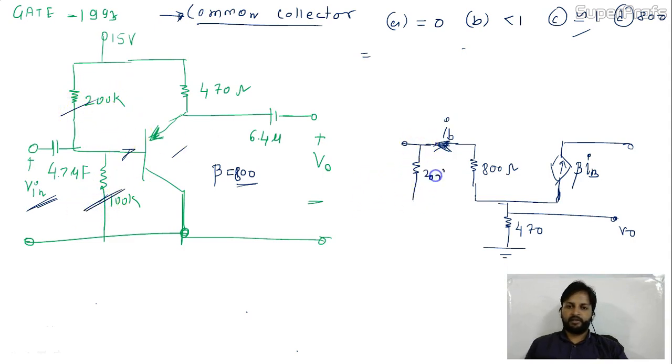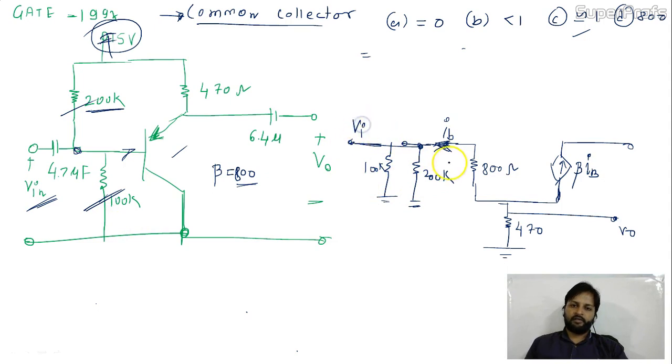This will be 200k in parallel with 100k like this. And they are grounded because the DC portion is grounded. So 200k between this point and ground, 100k between this point and ground, and over here you have V in. This is your equivalent circuit. Now we are taking output over here also. So you have to calculate V0.